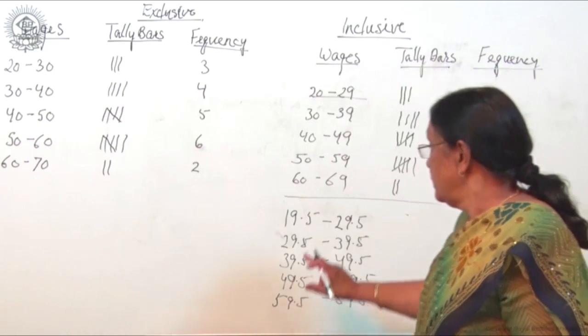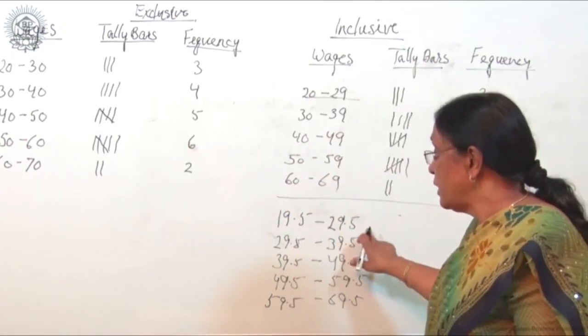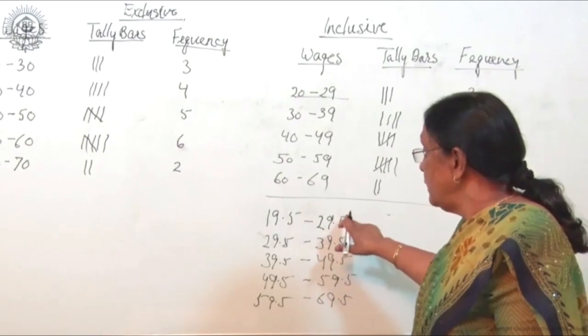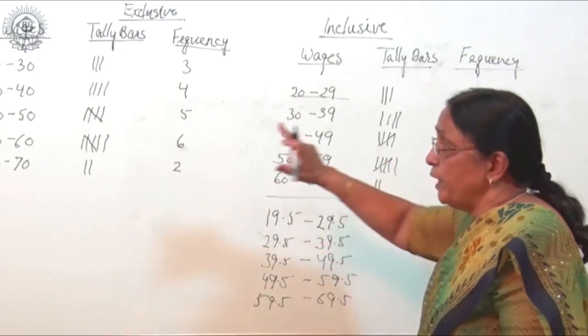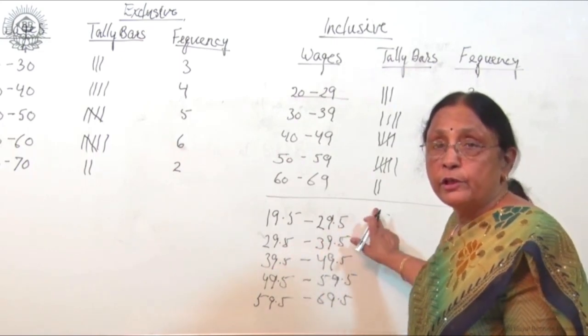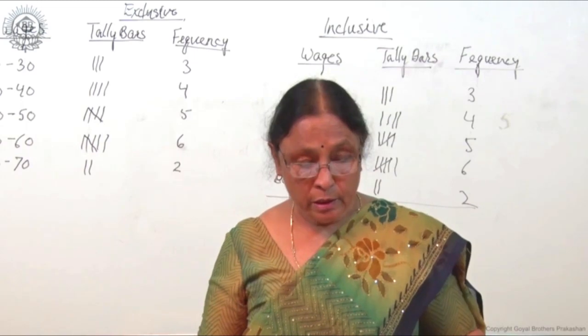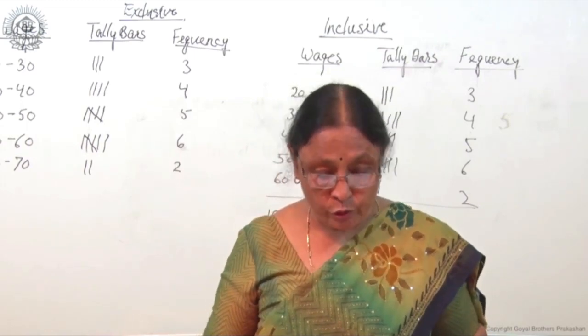So this way the inclusive series are converted into exclusive series to make a continuous figure, and then here again 29.5, if any worker is getting that, it will be included in the lower limit instead of upper limit, right. So this is the case of inclusive and exclusive series.